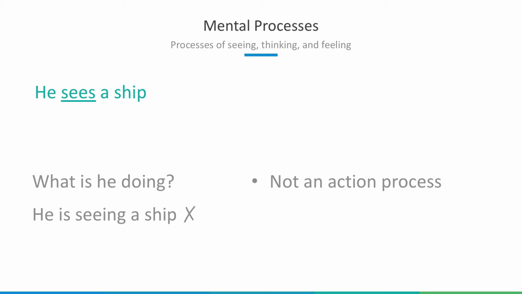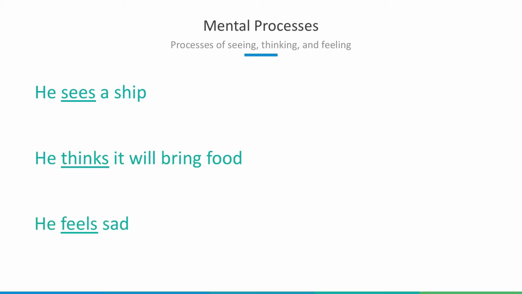Here are some other mental processes. Thinking and feeling. So for example, he thinks it will bring food, or he feels sad. So thinks and feels are both internal or mental processes. These are processes that occur inside the mind.